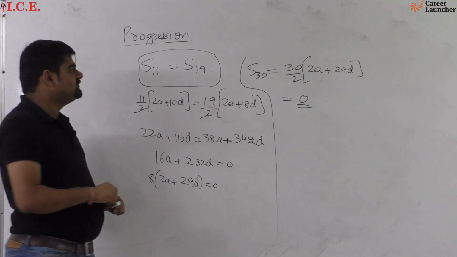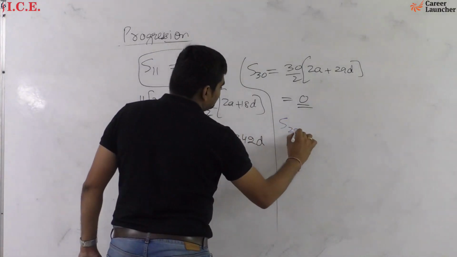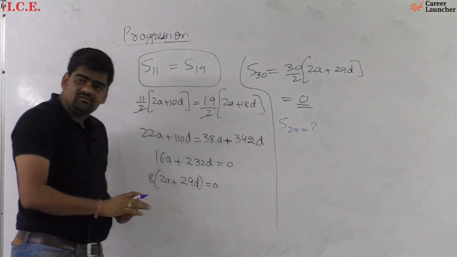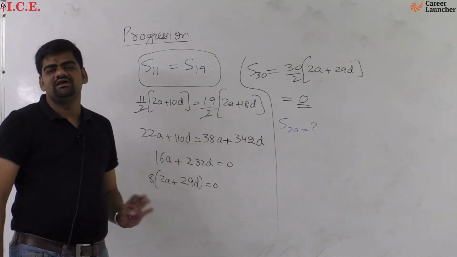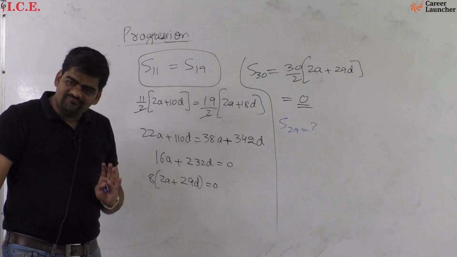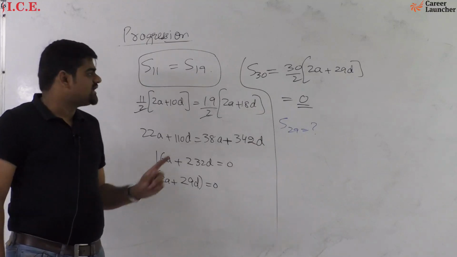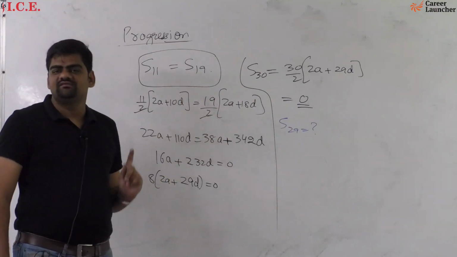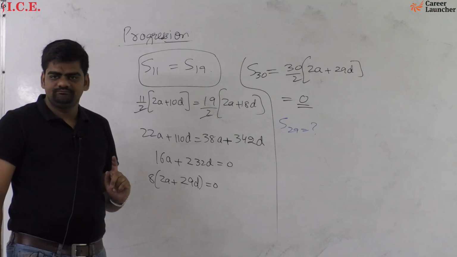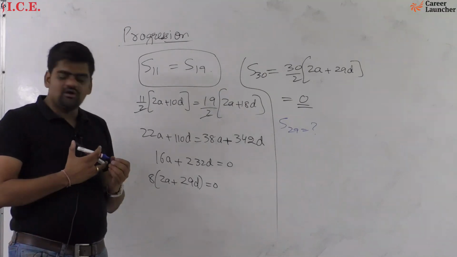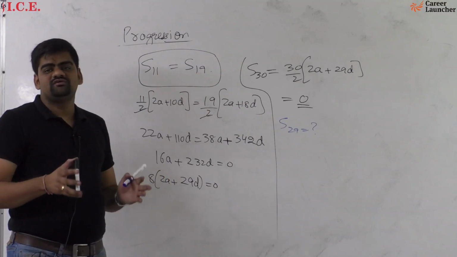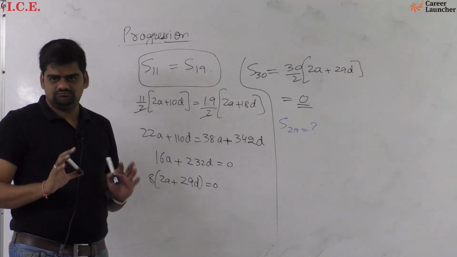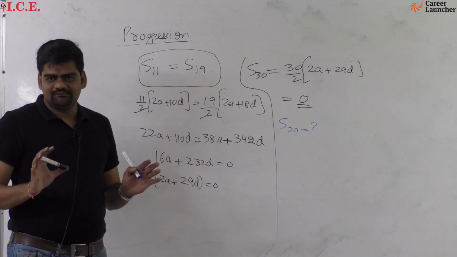Now be careful, if it was asked S29, can you solve this? No, you will not be able to solve this. You will only get a relation between a and d here. So be careful that in an exam, if a question like this is there, it has to be a strategic question. Clear? Right? So exams are not testing your maths here, they are testing your aptitude. So values will be set in such a format. Am I making sense? Right?